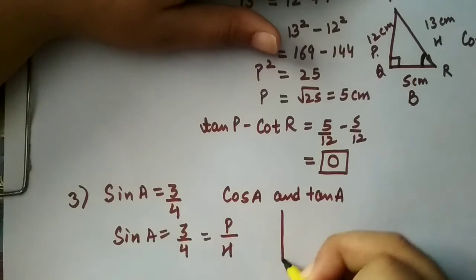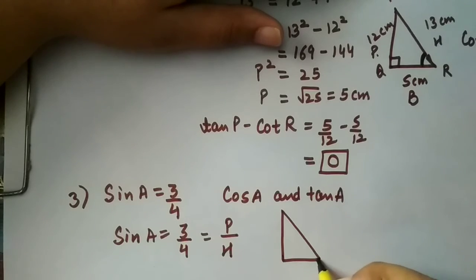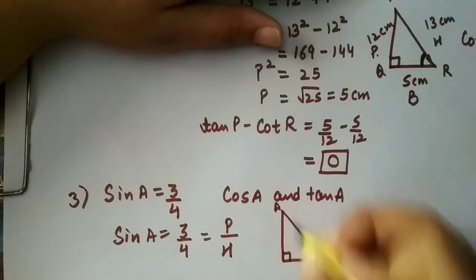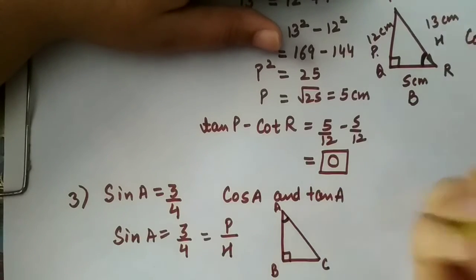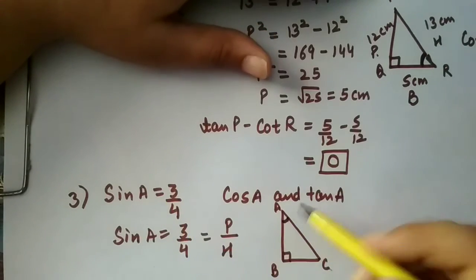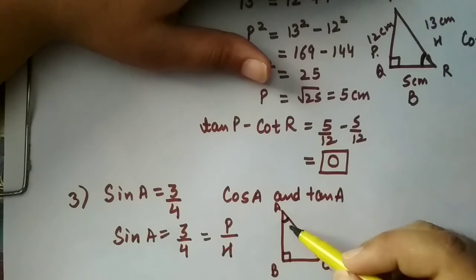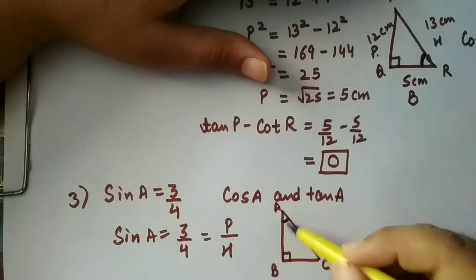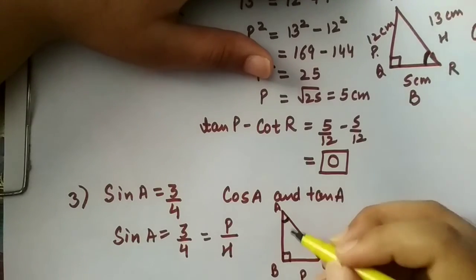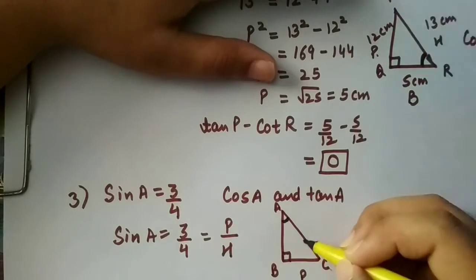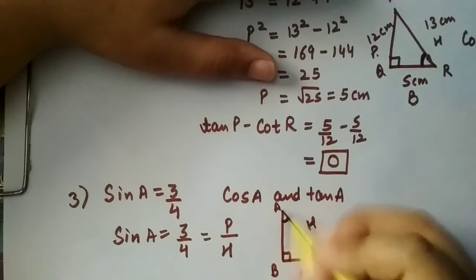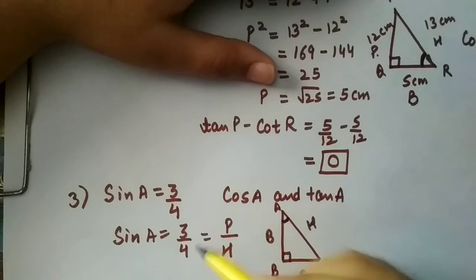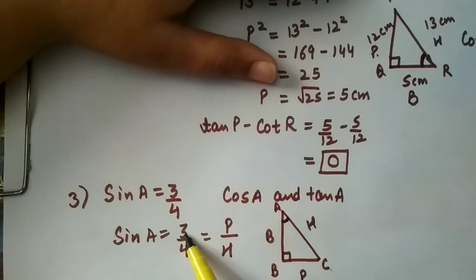So construct a triangle ABC. This is angle A. Sine A is 3 by 4. It means perpendicular is opposite to angle A, that is BC. Hypotenuse is opposite to the 90 degree angle, that is AC, and base is AB. So here perpendicular is given to be 3, so it is 3 centimeter.